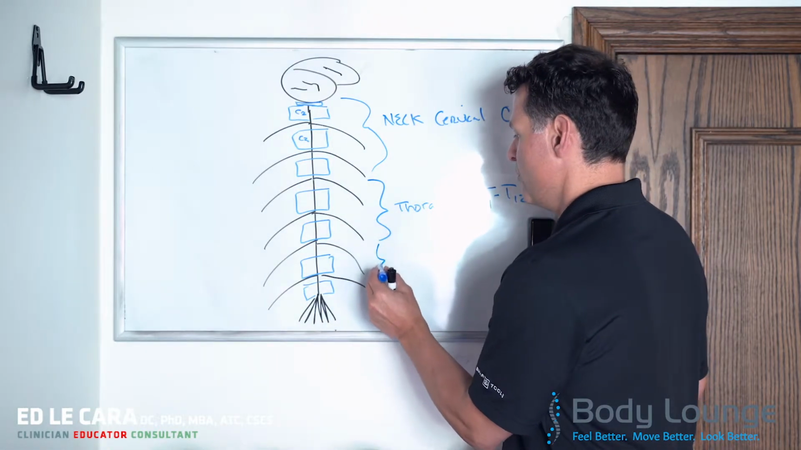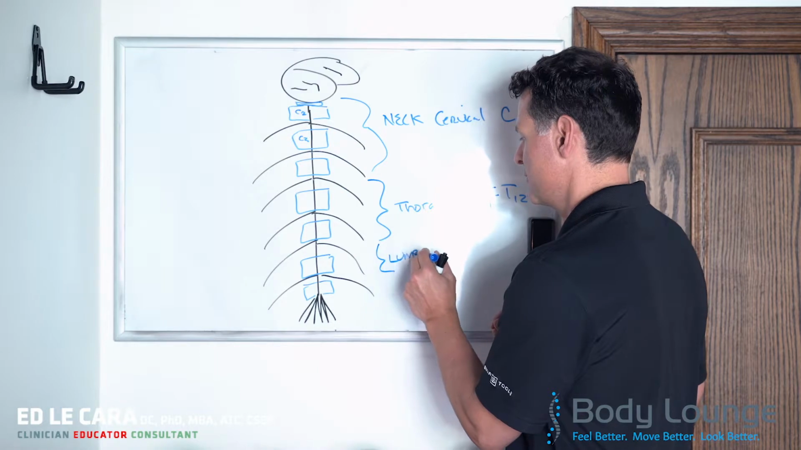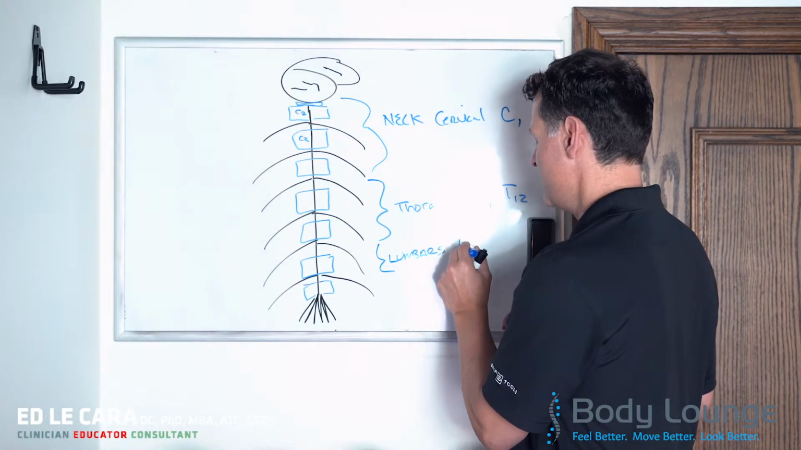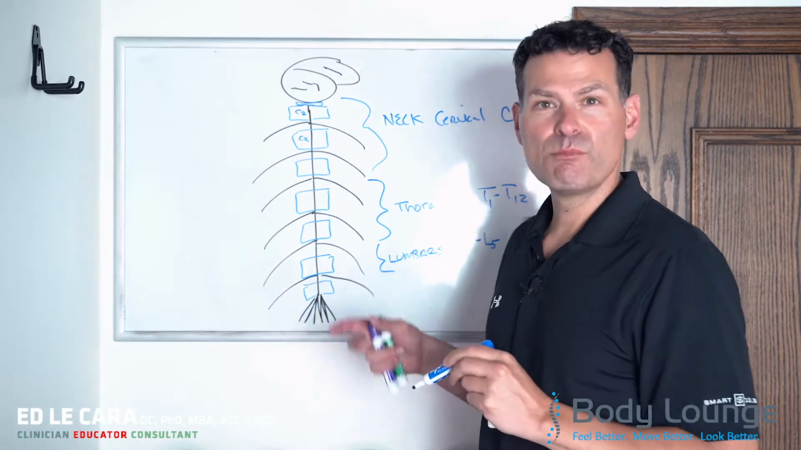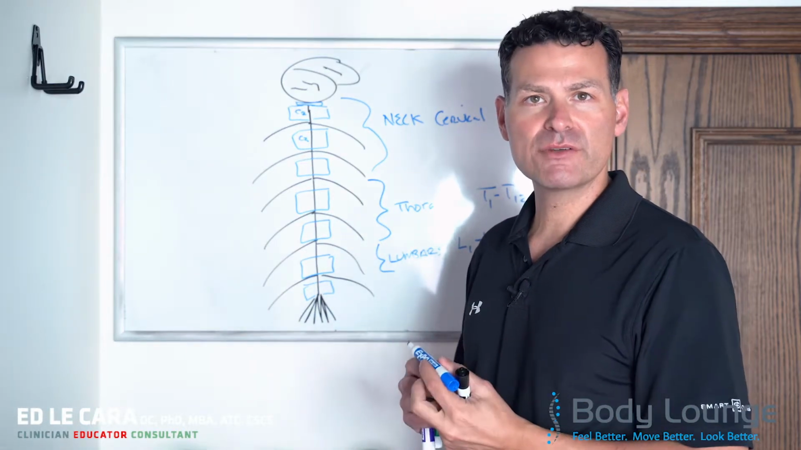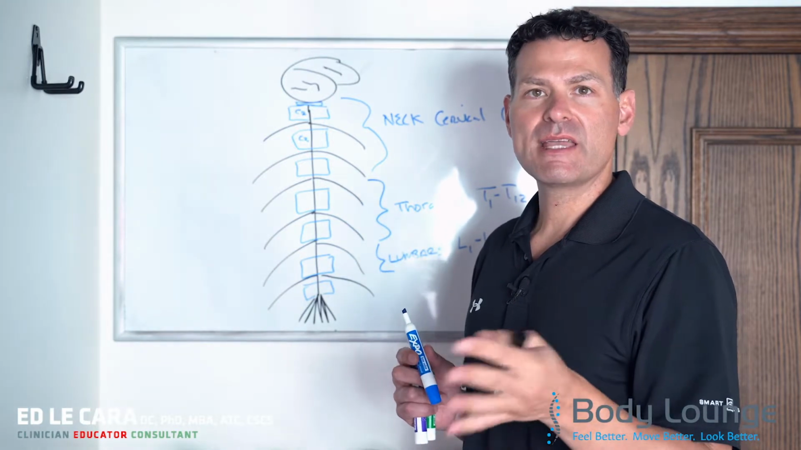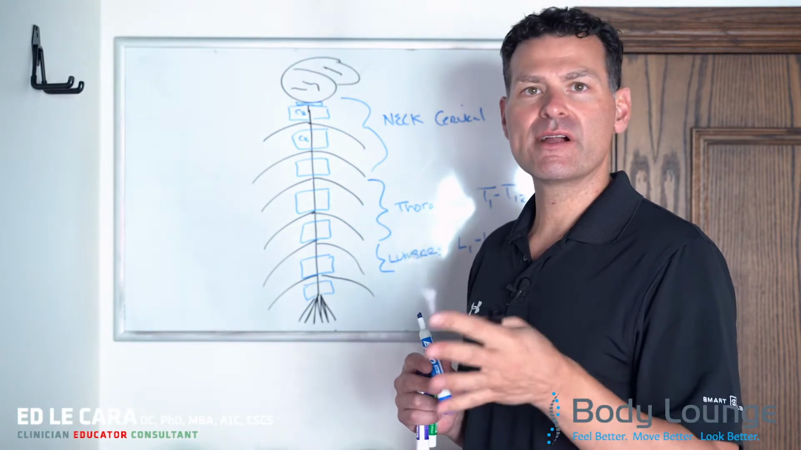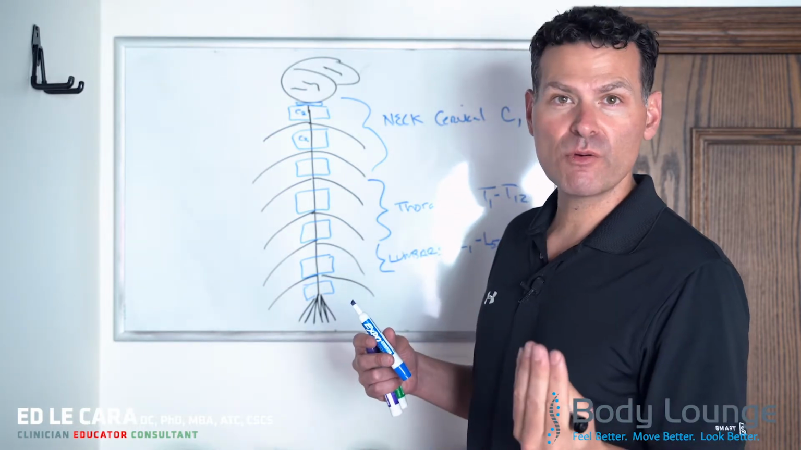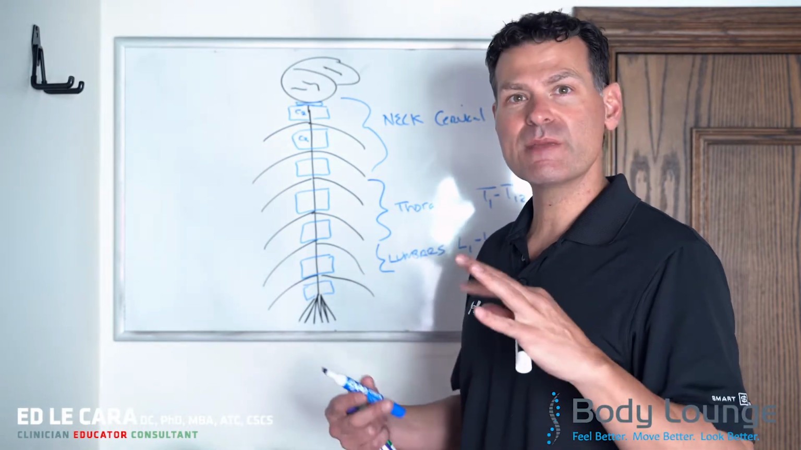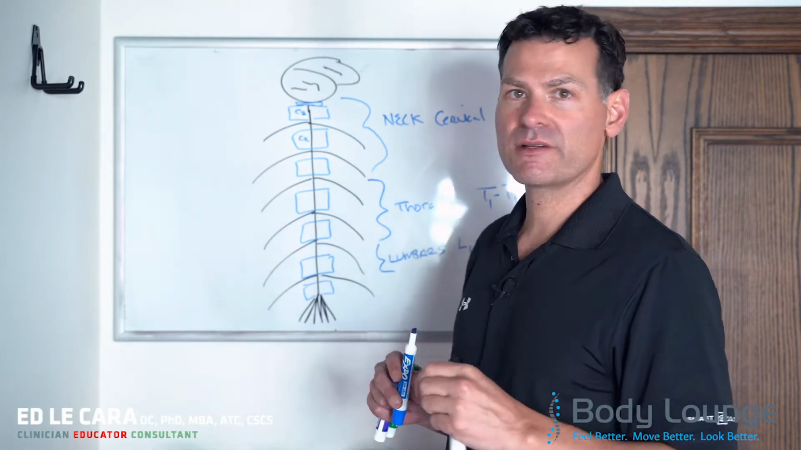Then below we have the lumbars, or L's. Most people have 5 lumbar vertebrae, abbreviated with L. So it could be L1, L2, L3, L4, or L5. Some people only have 4 lumbar vertebrae, and some people have 6, but those are kind of outliers.